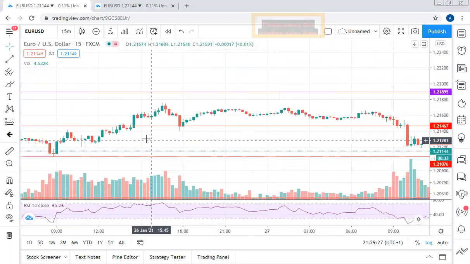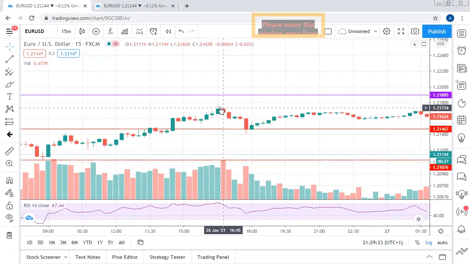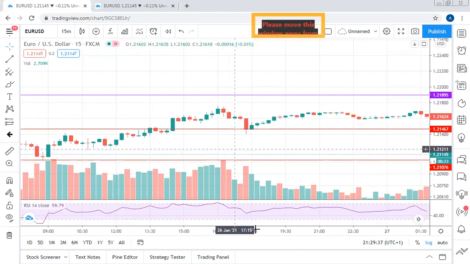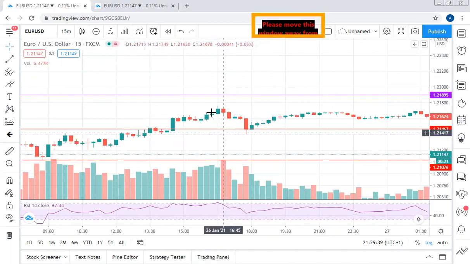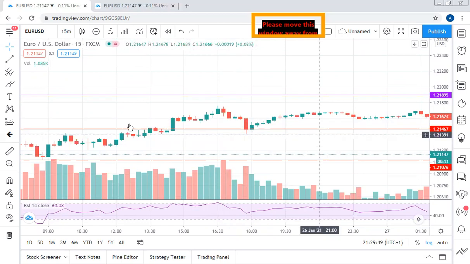Look at this. This is a tweezer top. I told you this week we use the wicks to identify a tweezer top and a tweezer bottom. So this is a tweezer top at the supply zone. Look, the wicks are almost of equal length. What happened? The market began to sell for a while. So this is a tweezer top.